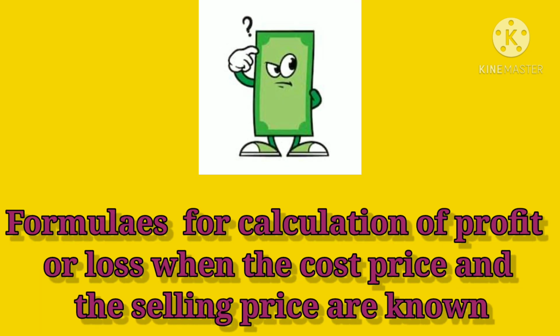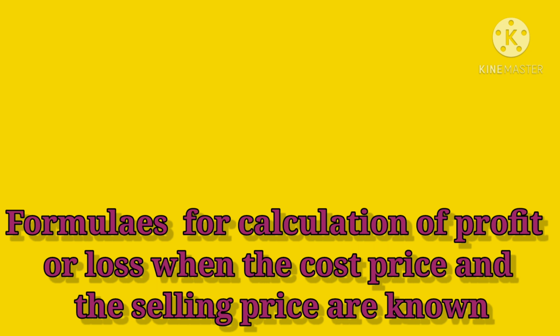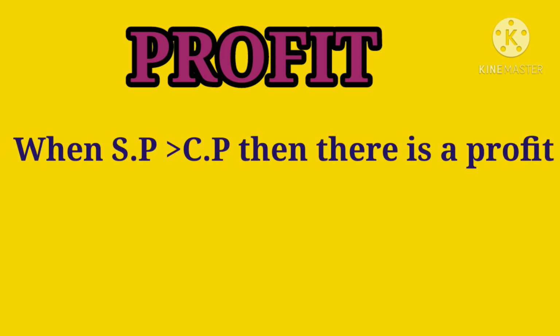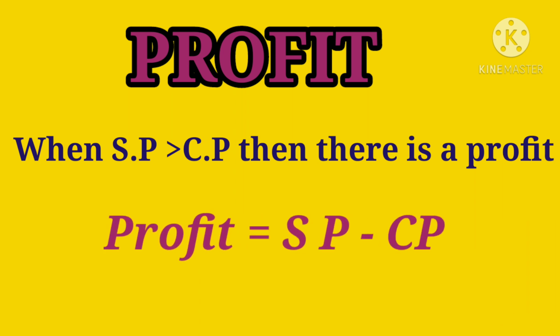Now let's see the formula used for calculating profit or loss when the cost price and the selling price are known. So first let us see when there is a profit. In the case when selling price is greater than the cost price, then there is a profit. And the formula used for profit is selling price minus cost price. In short, we can write it as SP minus CP.